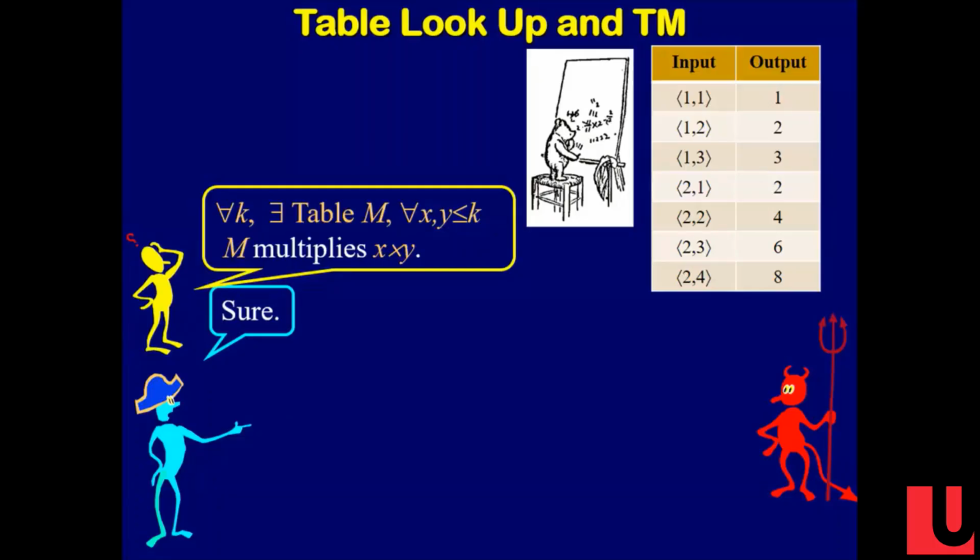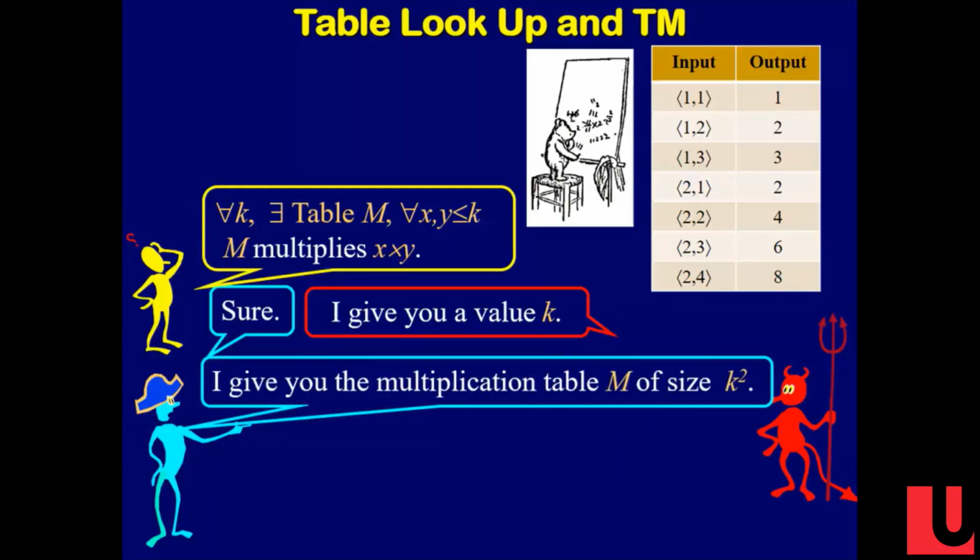All right, so here we're going to prove it's true. The blue guy is going to try to prove it's true. So how is he going to prove it's true? Well, for all k, who's going to come up with it? The adversary. We're going to say let k be an arbitrary integer. Now we have k. Then the blue guy is going to have to come up with a table. I give you a multiplication table. How big is this table? It's of size k squared.